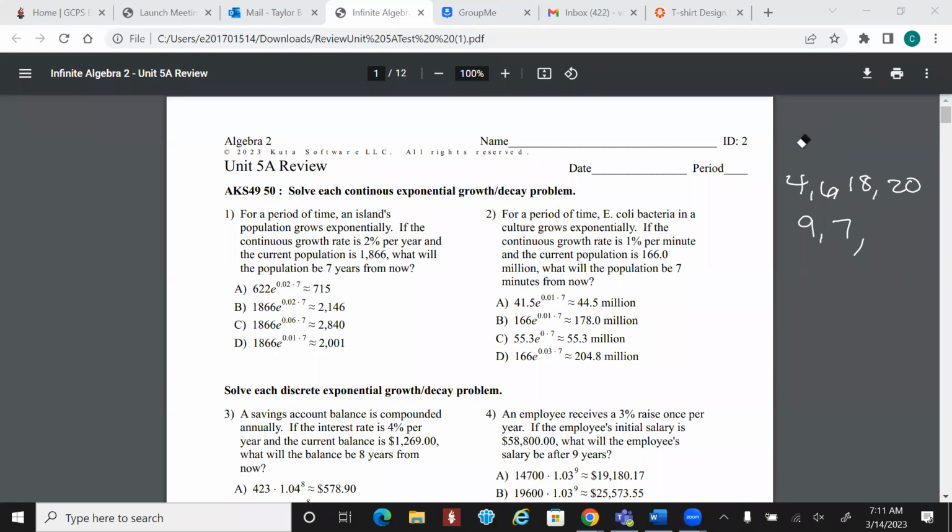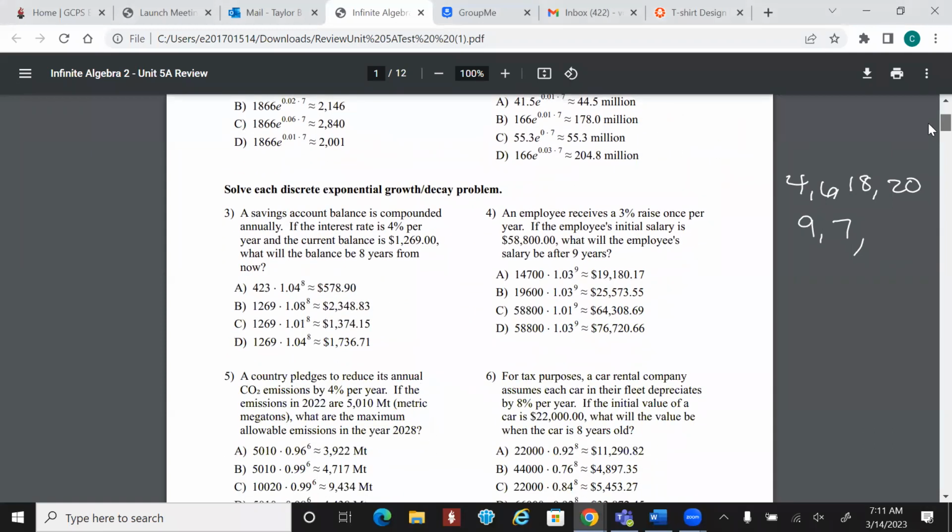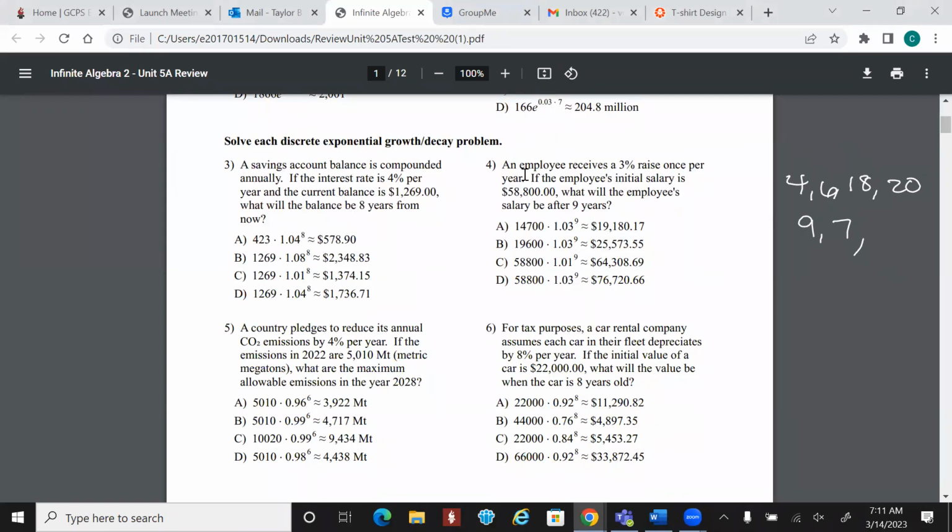Okay, so the first one that we're going to go over is going to be number 4. Go ahead and look at number 4. It says an employee receives a 3% raise once per year. If the employee's initial salary is $58,800, what will be the employee's salary after 9 years? Okay, so what formula are we using with this?